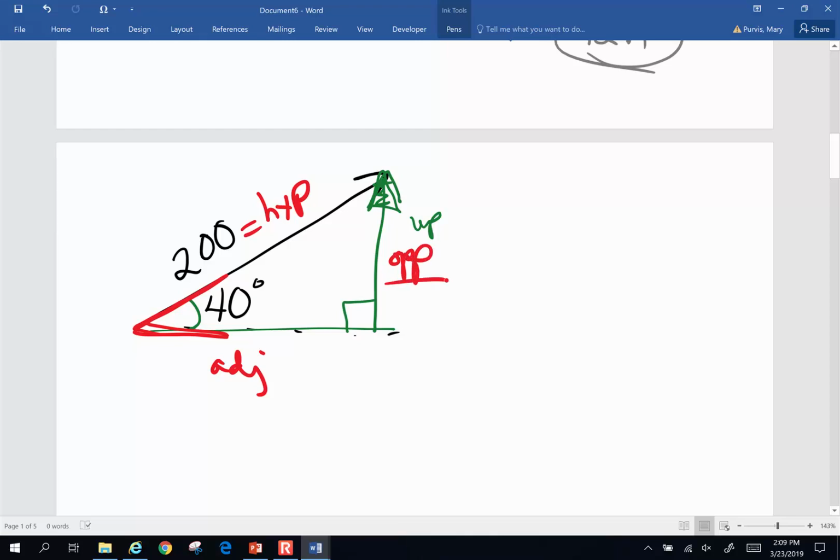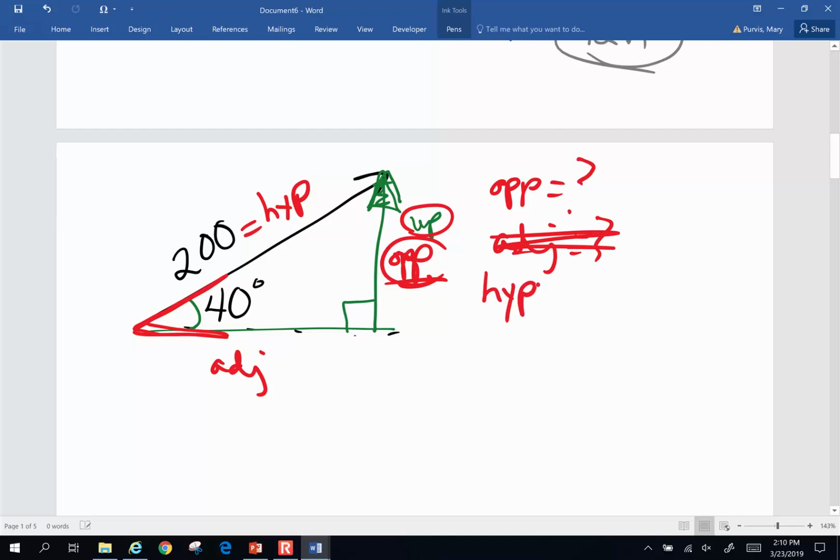Now, what are we going to try and find? Well, we want this upside. This is the opposite side. So opposite is my question mark. Adjacent, I don't know, and I'm going to get it out of the equation because I don't care. Hypotenuse is 200, and the angle is 40.